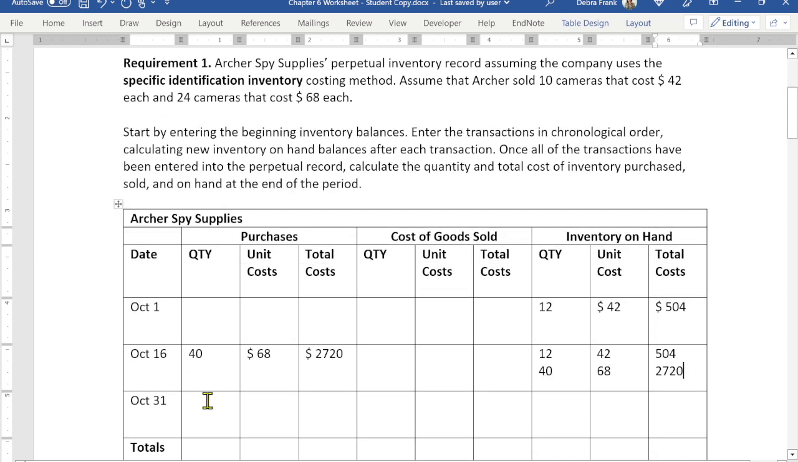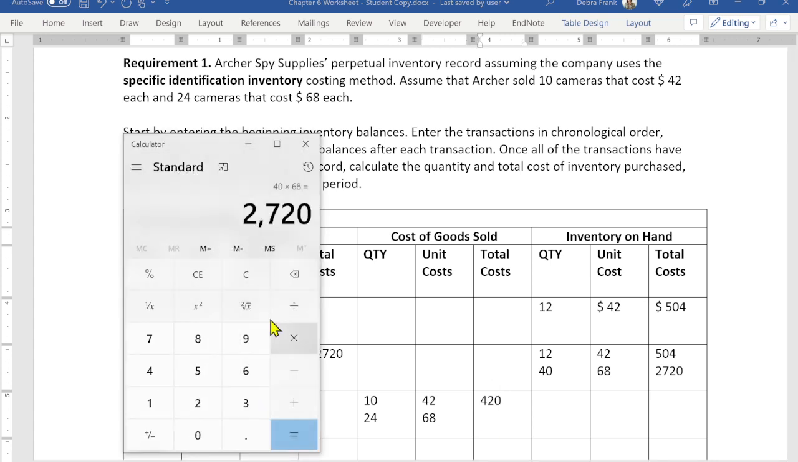Okay, so now let's go back to our cost of goods sold. So it sold 10 at the cost of 42 and then 24 at the cost of 68. So let's go ahead and plug that in for our cost of the goods sold. So 10 cost 42. That's easy math. We can do that one, I hope, in our heads. And then we had 24 at 68. I can do that one for you. 1632.